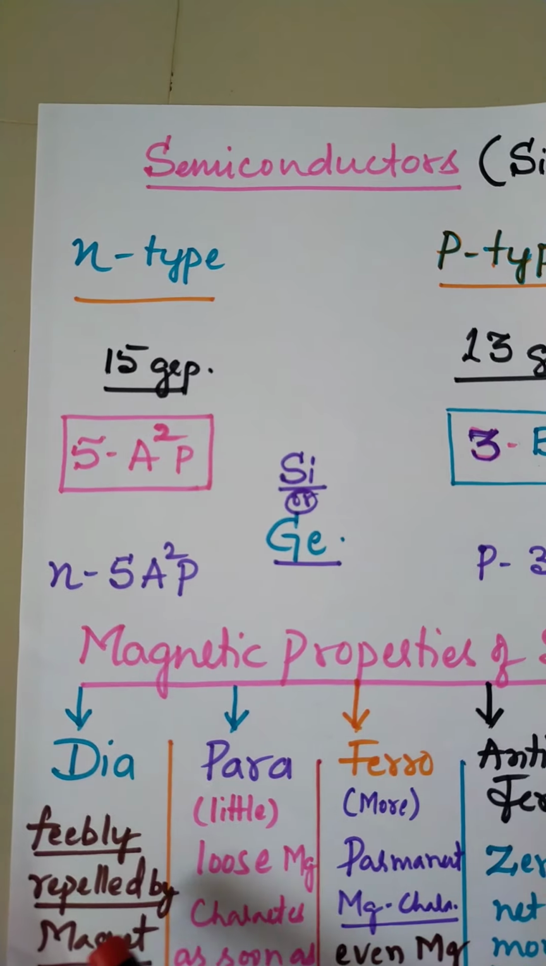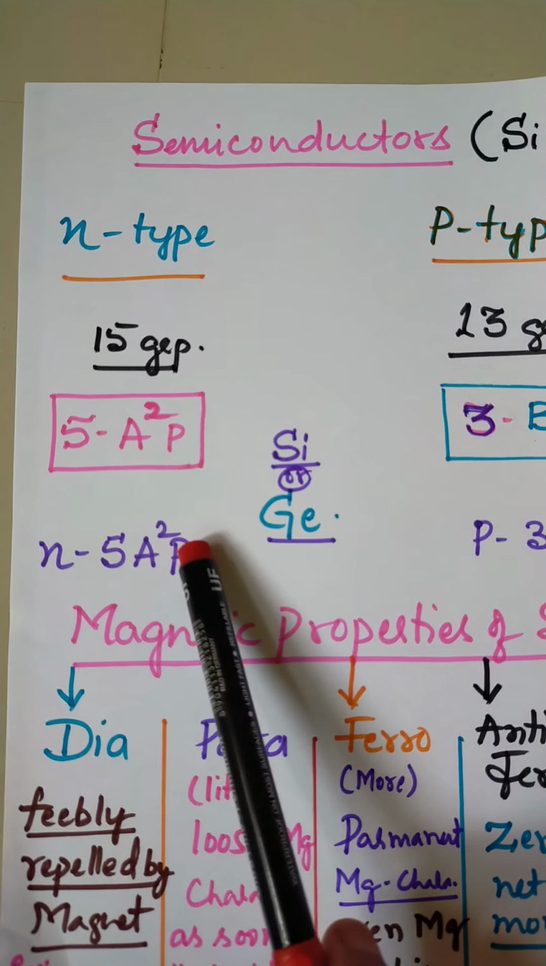Again I go through that one. Keep one formula: N5A square P.